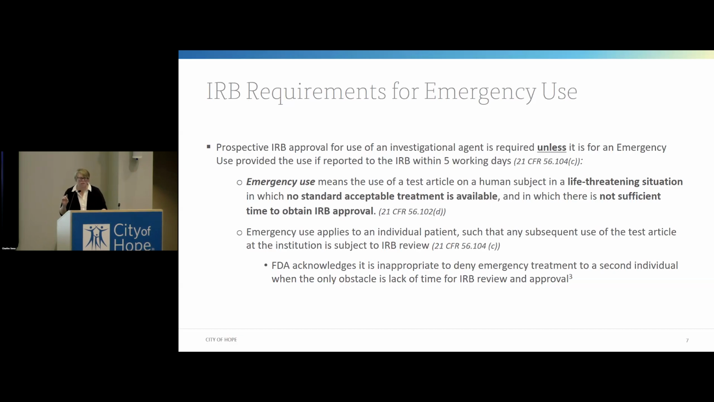That's really important. So if another circumstance comes up where you want to treat another patient with the same unapproved product outside of clinical trial, technically, you're supposed to submit that as a separate investigation or a clinical trial or maybe a separate single patient IND. But of course, the FDA acknowledges it's inappropriate to deny emergency treatment to a second individual when the only obstacle is the lack of IRB review and approval.